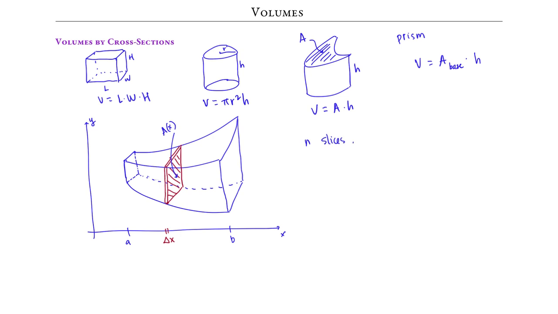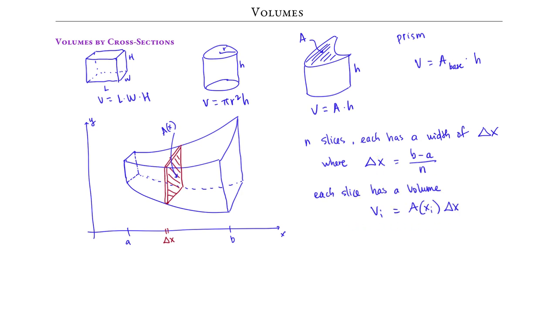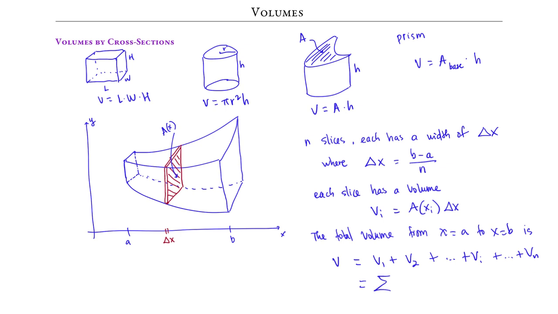We slice the solid into n slices. Each has a width of delta x, which is (b minus a) over n. In theory, the widths don't have to be the same, but in practice we use the same width. So the volume is the area times the thickness. So the total volume from a to b is the sum of all of the volumes from i equals 1 to i equals n. Using sigma notation, we add up all of the volumes from i equals 1 to i equals n.